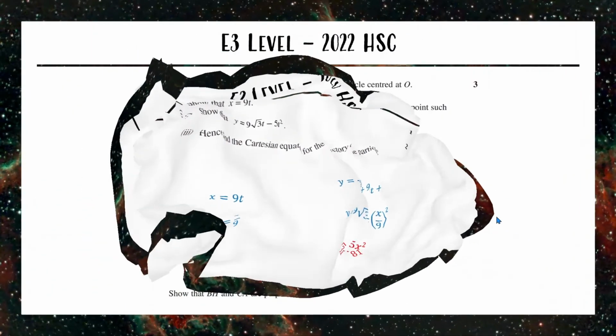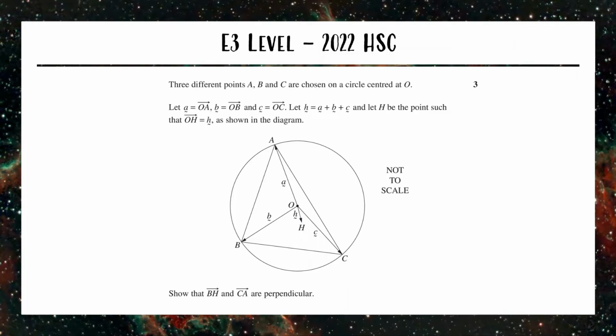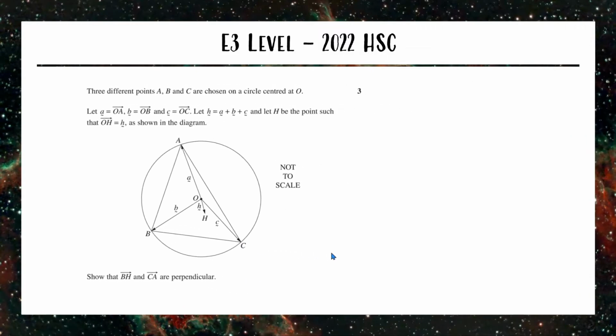On to the next one, which is from an actual HSC. It's an E3 level question from the 2022 HSC exam. It's a geometric proof involving vectors. We have 3 points chosen on a circle with a center at O. We have vector A, vector B, vector C here being 3 radii of the circle. And we have vector H here, which is A plus B plus C. So it's the resultant vector of A, B, and C all added together. For 3 marks, we're trying to show that BH and CA are perpendicular. All right, let's make some space and dive in.